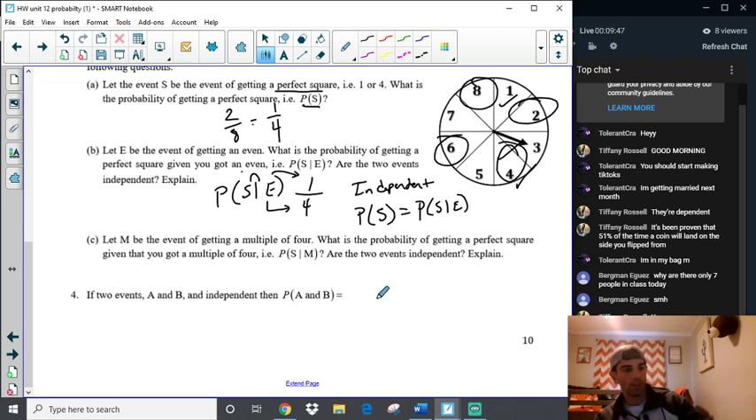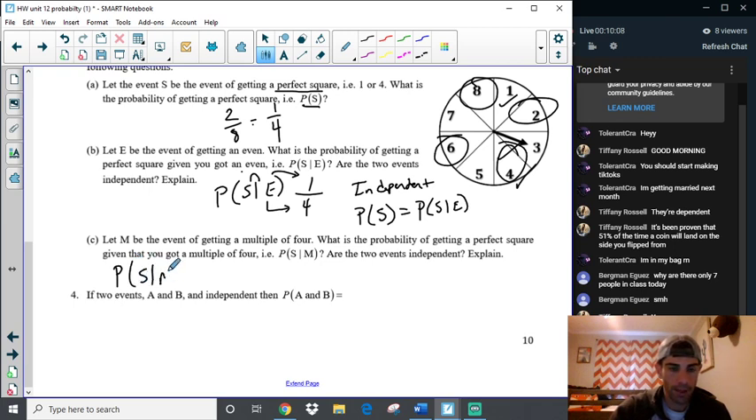Okay, and now going down to here. Similar question. Let M be the event of getting a multiple of 4. What is the probability of getting a perfect square given that you got a multiple of 4? Probability of S given M. Are these 2 events independent?